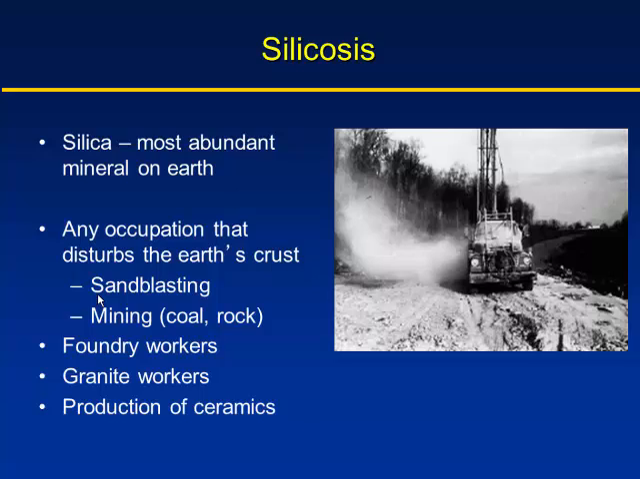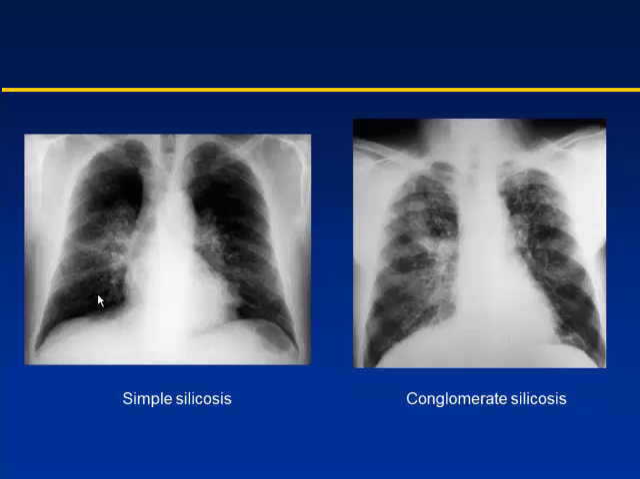Nowadays it's done in a closed-off system, but that was historically something that could cause that. And the production of ceramics, heavy duty production, not necessarily working as a hobby, contains silica dust. You can get simple silicosis, and then when the nodularity comes together and conglomerates, you can get conglomerate silicosis, and you'll get an upper lung zone predominant fibrosis towards the end.